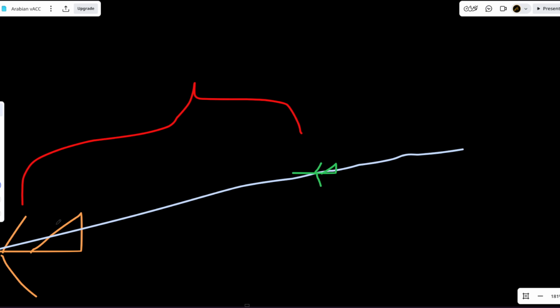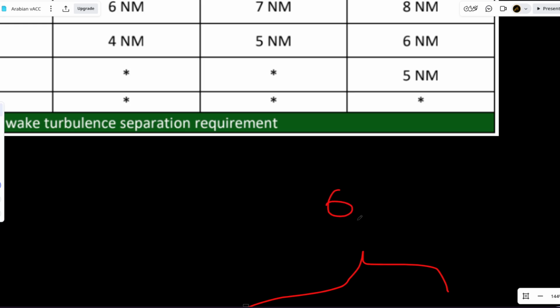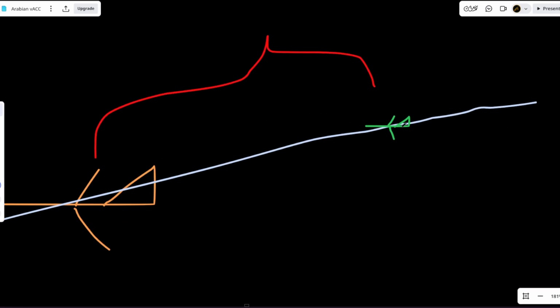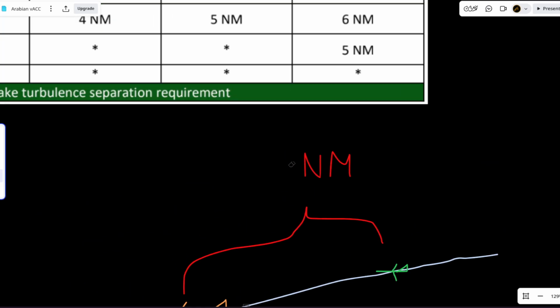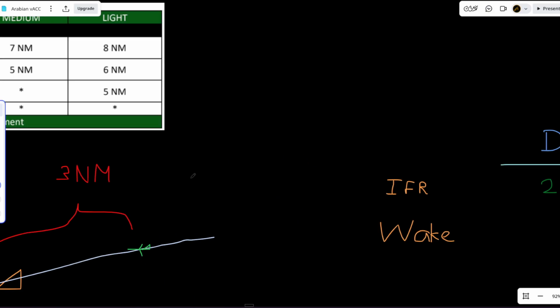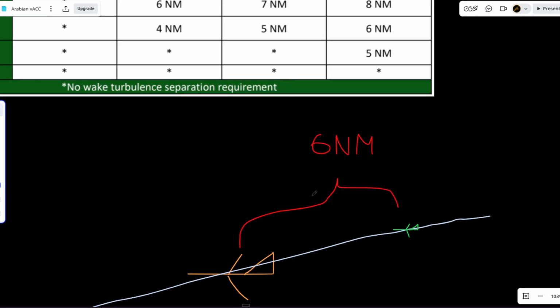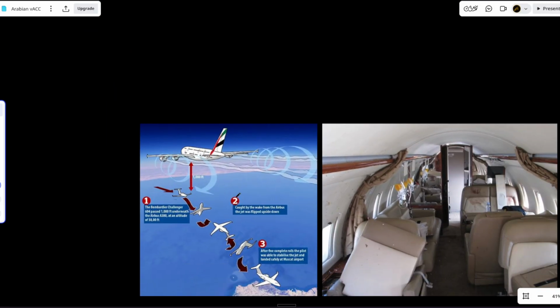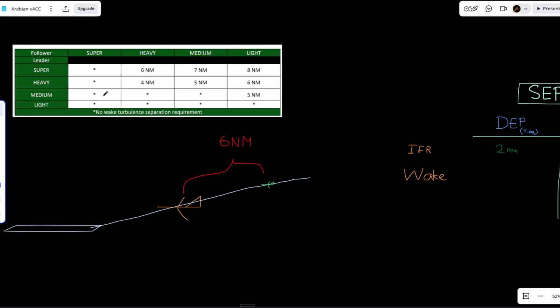And because this is a light and this is a heavy, light following a heavy needs 6 nautical miles, as it turns out. And again, wherever you see a star, if they were the same type, for example, if this guy was actually much bigger, or even the same size, this again can be overruled and brought back down to 3, as we've established before. But no, we're factoring in wake, so it's 6 nautical miles. Again, if we don't do that, bad things could happen, right? So there you go, that's your equivalent.